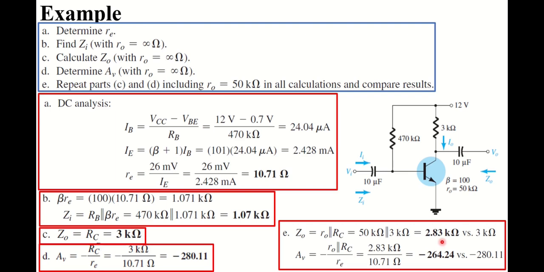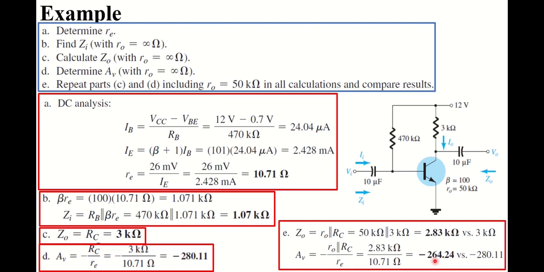Z0 was earlier 2.83 kilo ohms, and after including the effect of R0, it has reduced to 2.3 kilo ohms, and the value of AV was earlier minus 280.11, but now the new value after including the effects of R0 is minus 264.24. So as you can see, both of them have reduced. So we can conclude that in order to make the overall gain value of AV greater, we need to increase the value of R0.